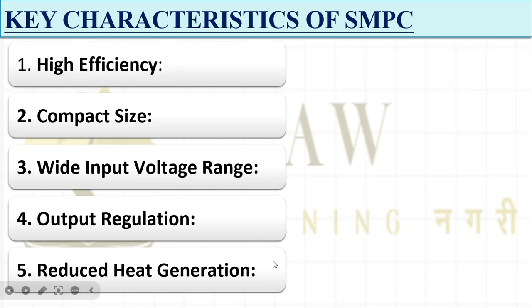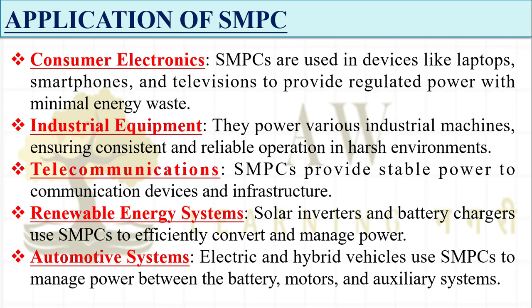Then the reduced heat generation. Various different types of cooling systems and heat sinks are available. So with that, heat is also dissipated very little.